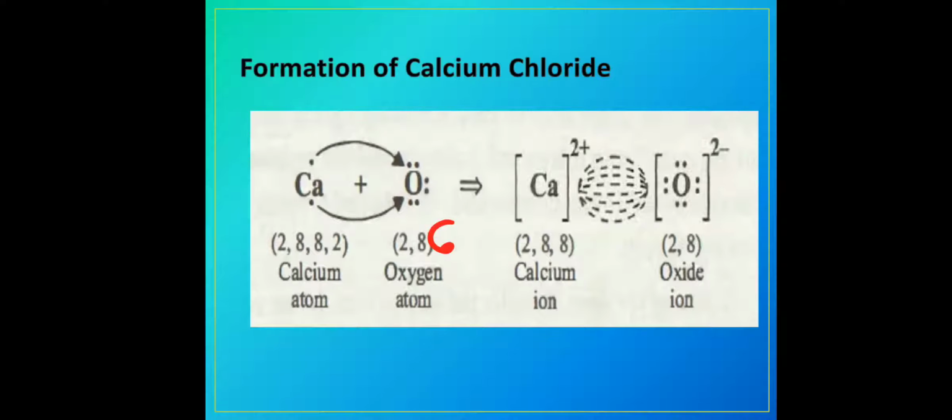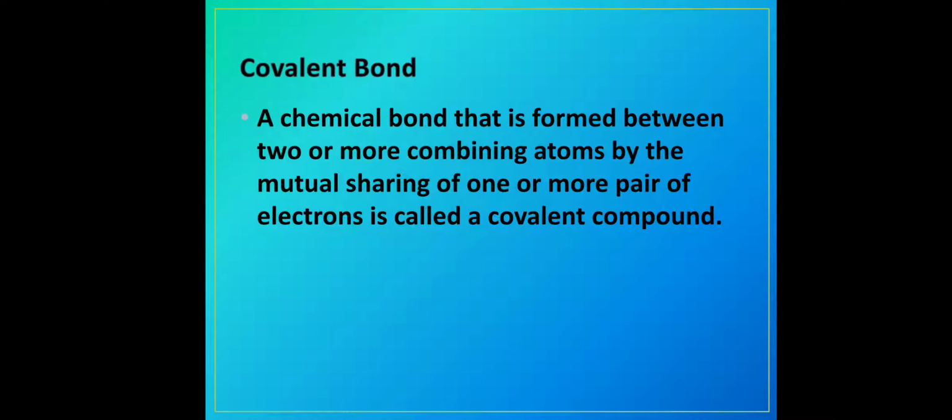Okay, let's go ahead. Let's see what a covalent bond is. A covalent bond is a chemical bond that is formed between 2 or more combining atoms by the mutual sharing of 1 or more pairs of electrons, called a covalent compound. So what's happening in this case? In this case, there's no transfer of electrons taking place, but sharing of electrons.